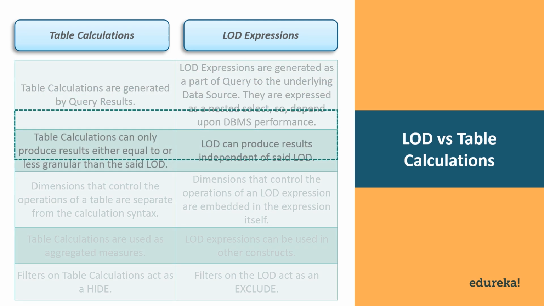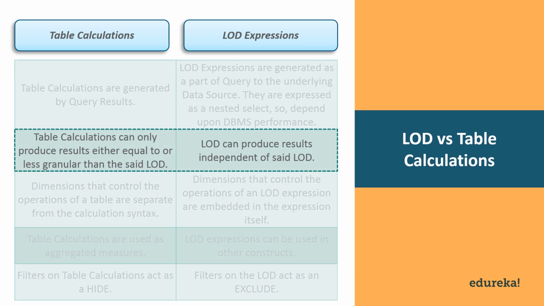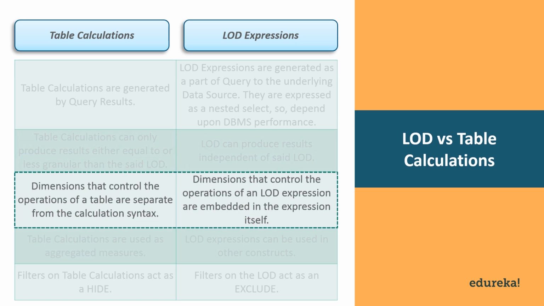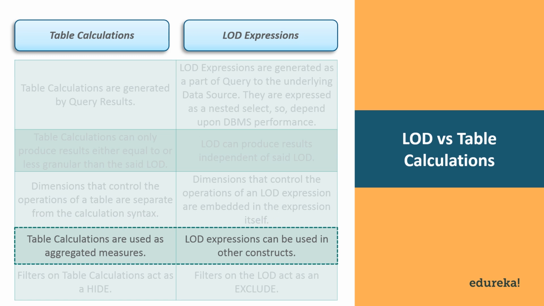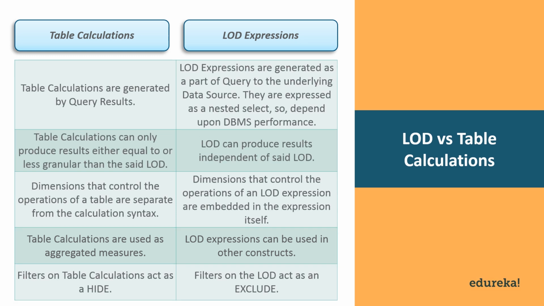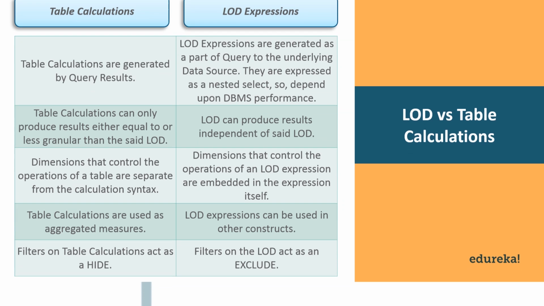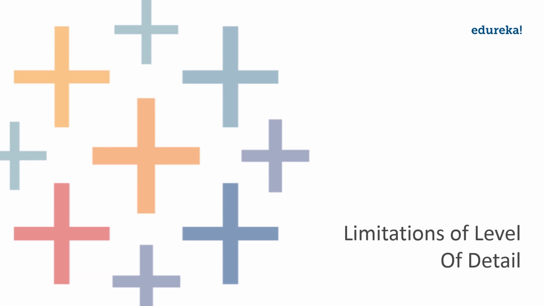The table calculations can produce results either equal to or less granular than said LOD. Dimensions that control the operations of a table are separate from calculation syntax in table calculations, whereas in LOD expressions, dimensions that control the operations of an LOD expression are embedded in the expression itself. Another big difference is table calculation can be used as aggregated measures, and LOD expressions can be used for various other constructs. The filters on the table calculation act as a hide, whereas filters on the LOD act as an exclude.